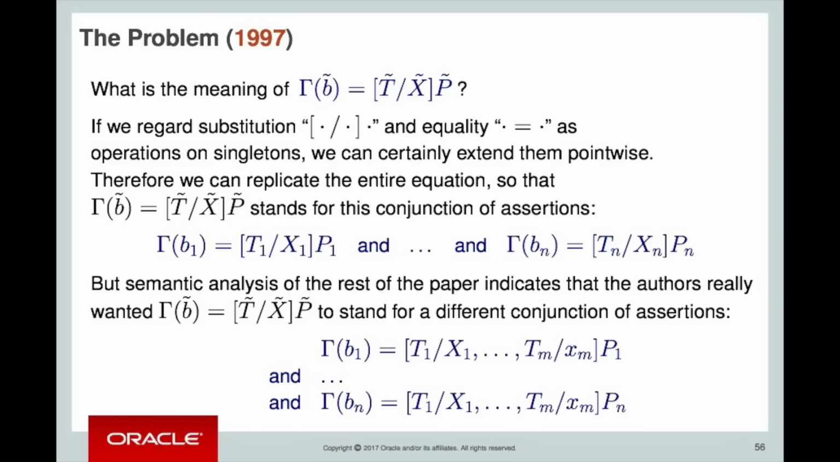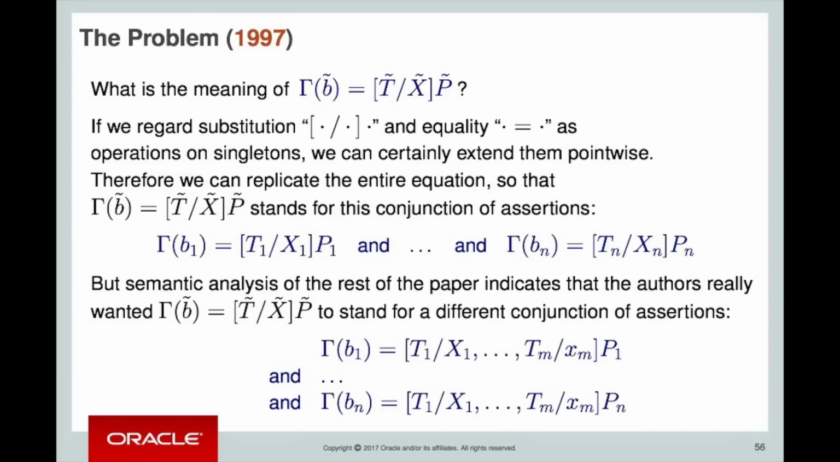So from that paper, we have this expression. What is the meaning of gamma, b tilde, equals substitute a bunch of t's for a bunch of x's and a bunch of p's? Well, if we regard substitution as a pointwise operator of three singleton arguments, and equality as a pointwise operator on two arguments, then we can fully extend this equation pointwise. So we replicate the entire equation. We can see that this expression stands for gamma b1 equals substitute t1 for x1 and p1, and so forth up to the n. Gamma of b sub n equals substitute t sub n for x sub n and p sub n. And that is a consistent interpretation of their comment about pointwise generalization to that equation.